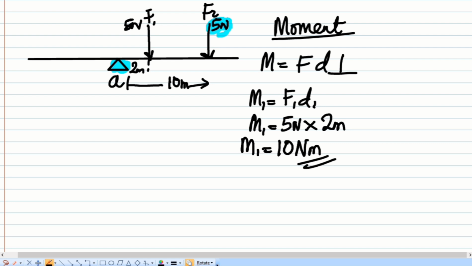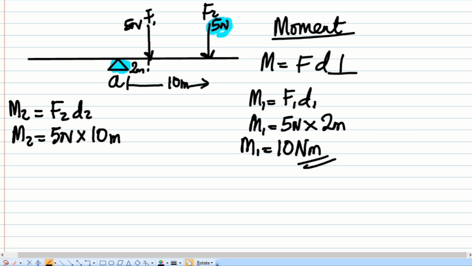Notice that the force is still 5 Newton. Now let's calculate that of M2. M2 is going to be F2 multiplied by D2. What is F2? Surprisingly, it's still 5 Newton, and D2 is 10 meters. Now, what's the moment? The moment is 50 Newton meter. Now, you see that it is 5 times greater than the first moment, even though it is the same force.